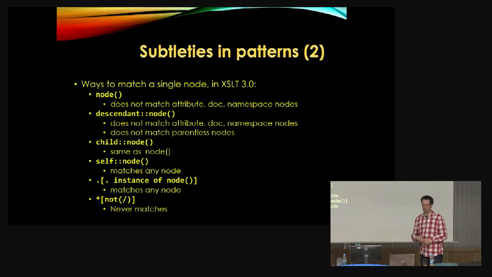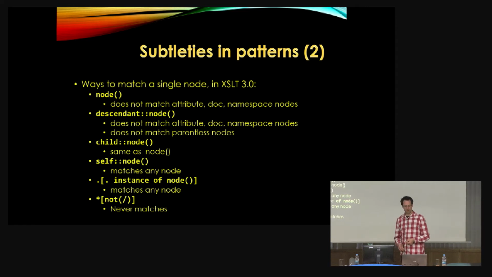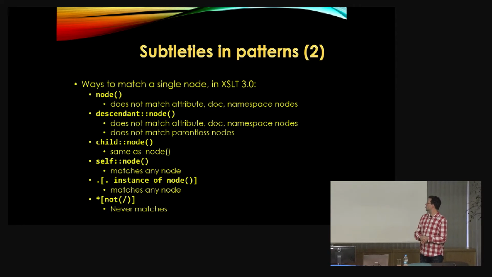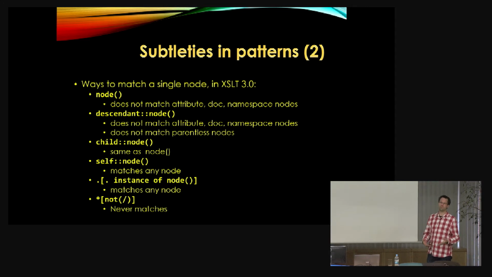Descendant node, same story as earlier. It has to be under other nodes. Descendant access never matches attributes, doc, or namespace nodes. It's the same in XSLT, actually. Child node, same as node. Self node. See, self again, that's the easier one. You just add self in front of it, and it does match any node. It does match an attribute and a namespace node as well, or the document node.